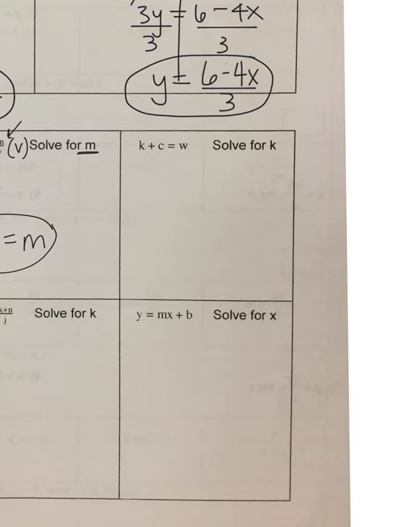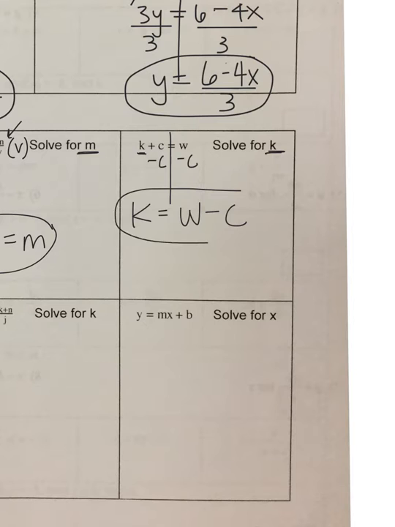This one's pretty easy too. I'm just solving for k. So that means the c is going to have to go away. How do we move a plus c? We subtract it. K equals w minus c. That's all I can do. That's my answer.